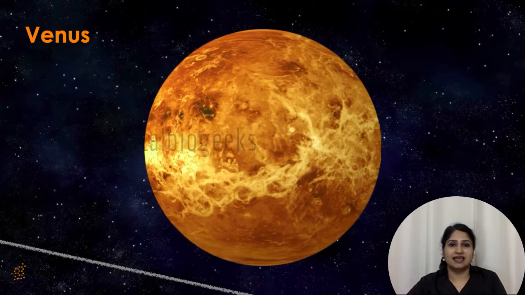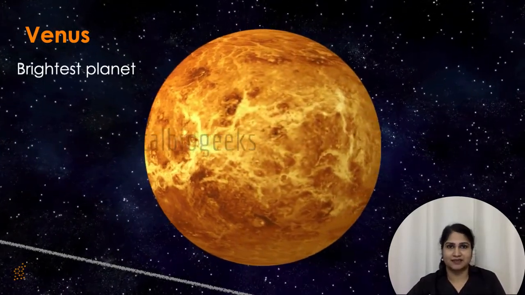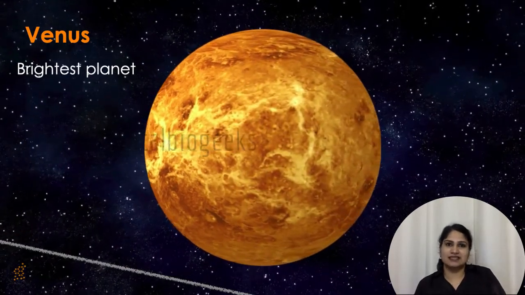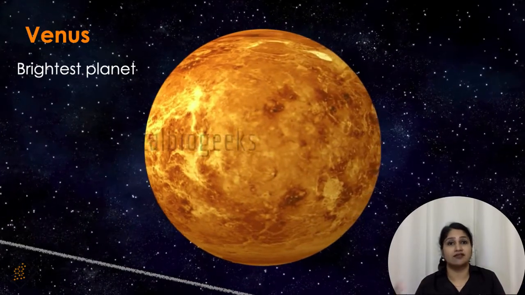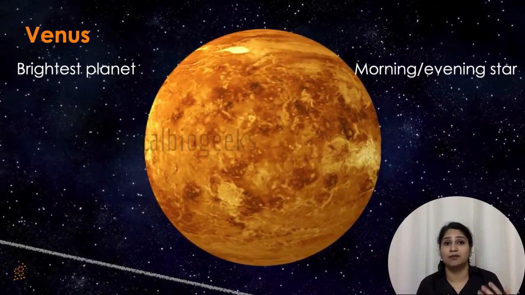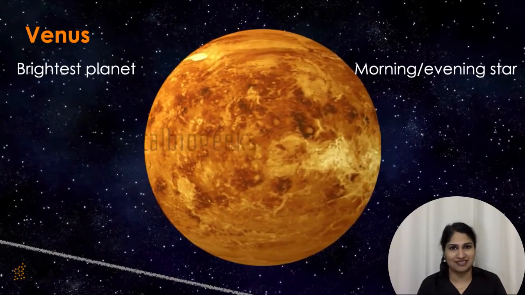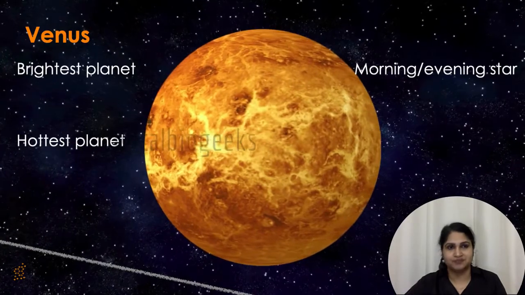Venus is the second planet from the Sun. It is the brightest planet. It is seen just before sunrise in the eastern sky and just after sunset in the western sky. It is termed as evening and morning star even though it is not a star. It is named after the Roman goddess of beauty.